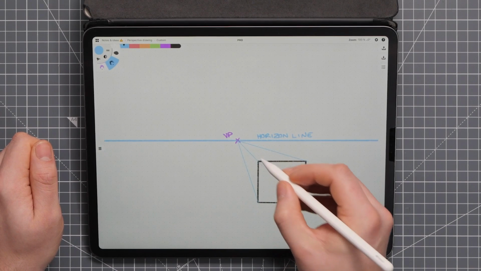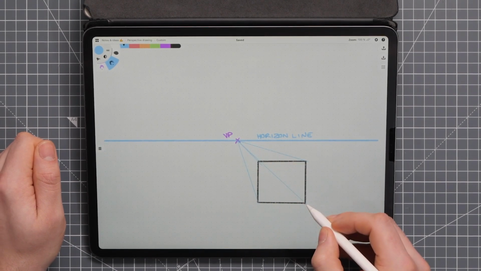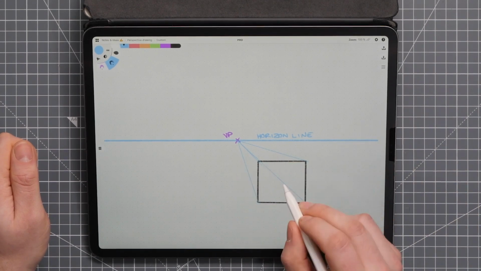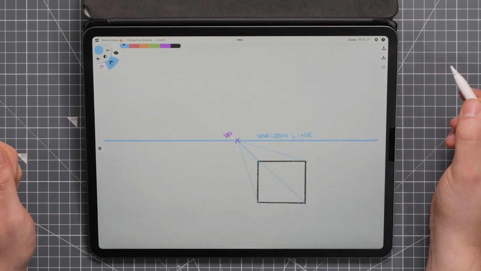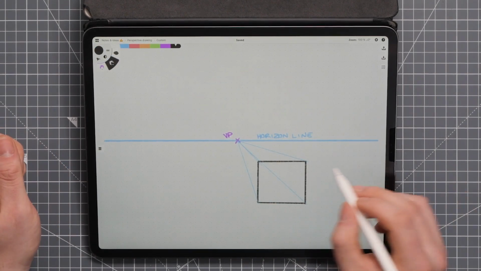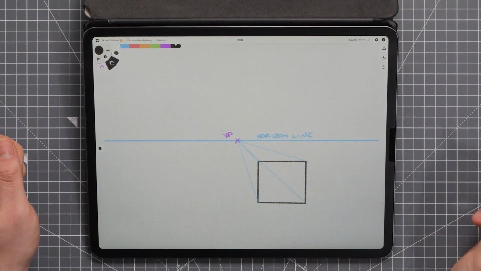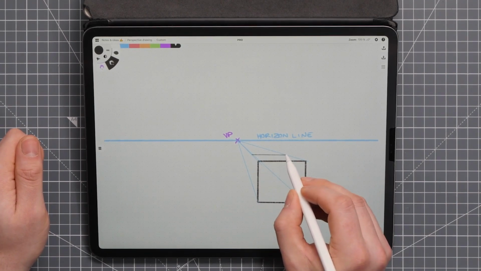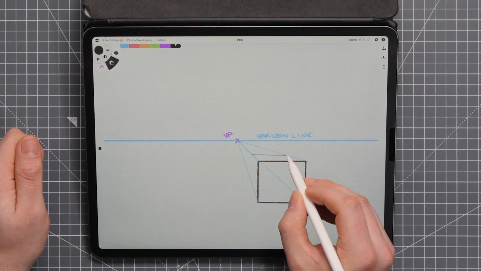By drawing lines that connect the corners of the box with our vanishing point like this, we get what are called perspective lines. These are just guidelines that will show us the angle in which our receding lines should be placed. Now that we've drawn those in, we can start to estimate where the back plane of our box would be placed.